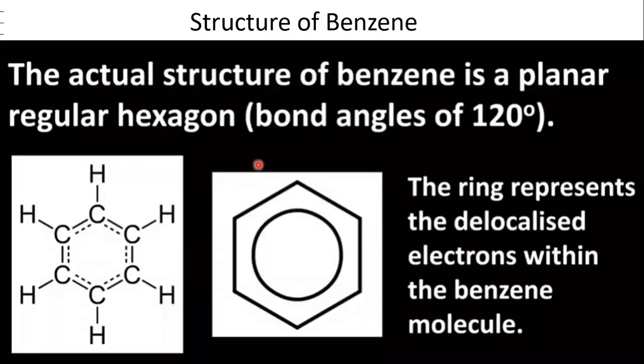Now here we could see the final structure of benzene. The actual structure of benzene is a planar regular hexagon. This is the planar structure. This is the cyclic structure. This is called a closed ring structure as a regular hexagon. You can see the same structure here, only here we have shown the bonds.